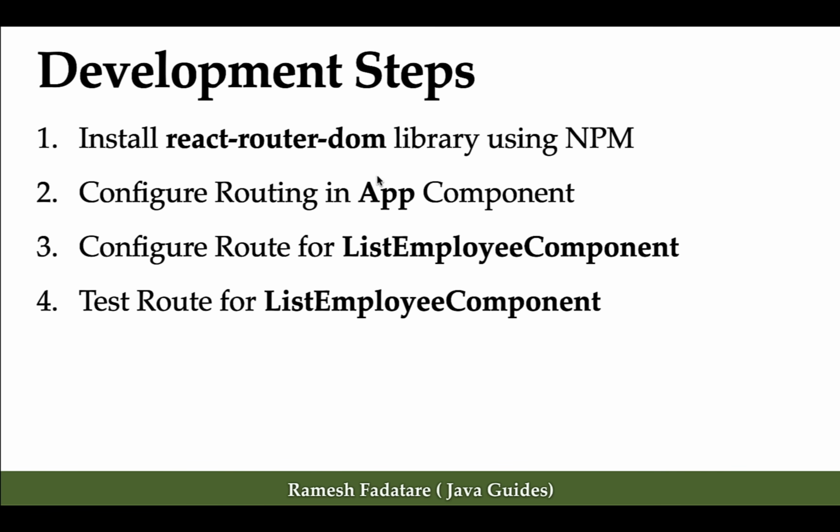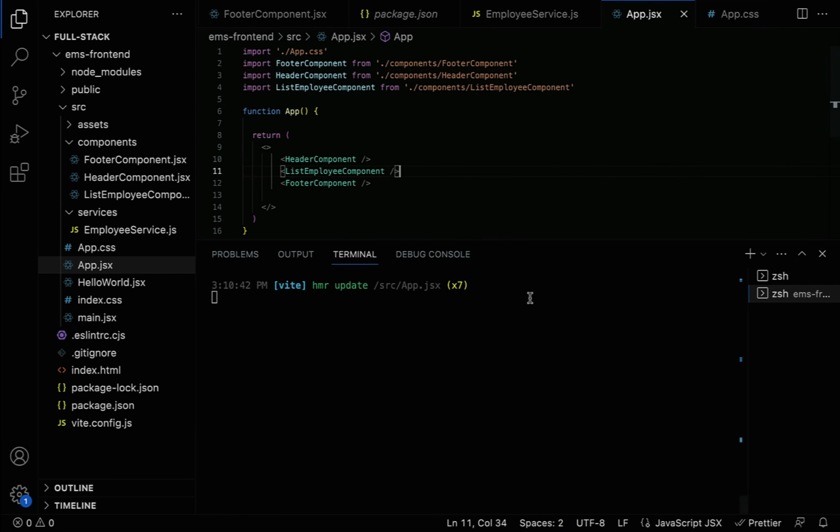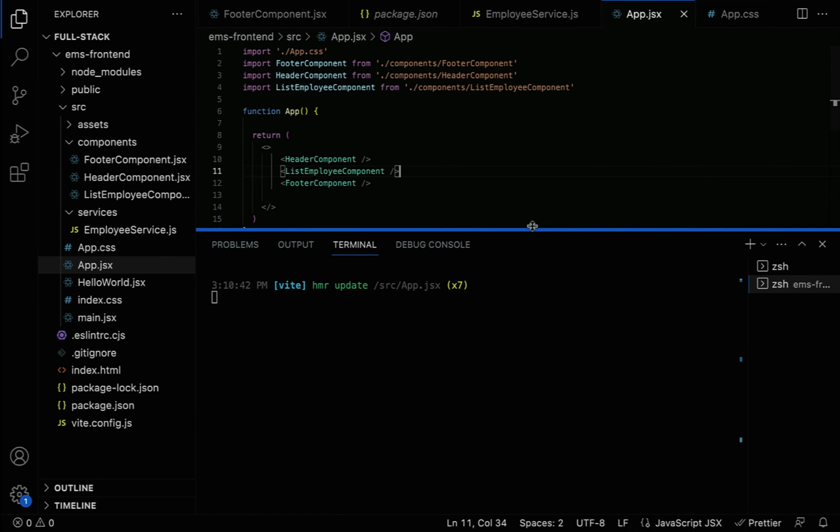Well, in our React application, app component is a root component or a base component. So we have to configure the routing in an app component. Next, configure route for list employee component and then test route for list employee component. So first step is install a React Router DOM library using npm. So let us go to our project in VS Code and let us install React Router DOM library.